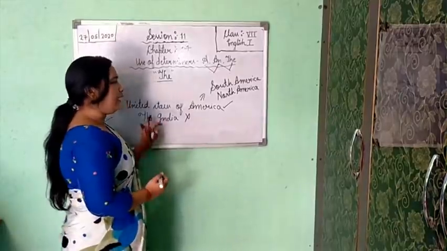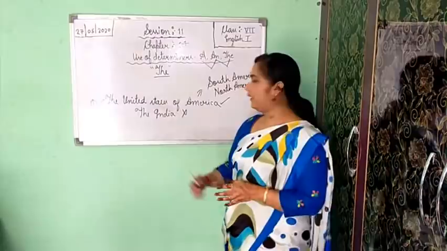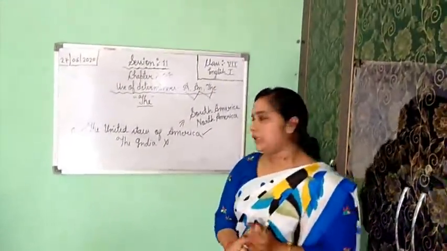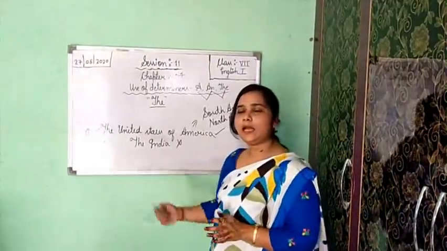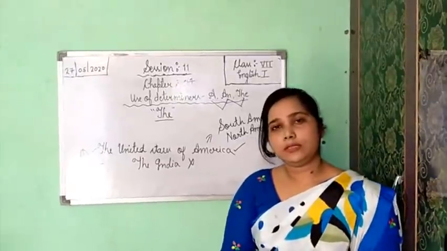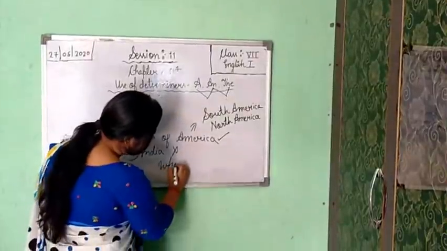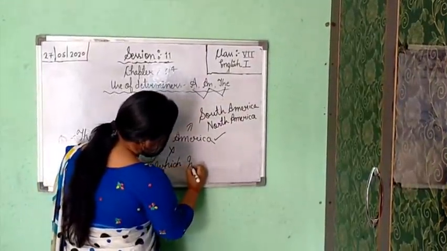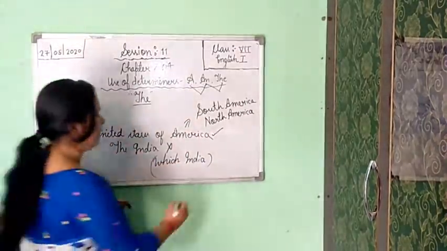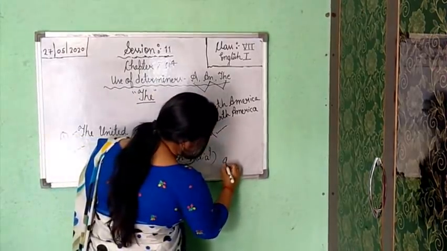Now for example, if somebody is coming from another country to India, the person will not ask which India, because India is one. There are different types of states in our country India, but India is only one. So nobody will ask which India. This question will not arise from anyone, because India is only one. That's why we will not use "the". Simply we will write India.